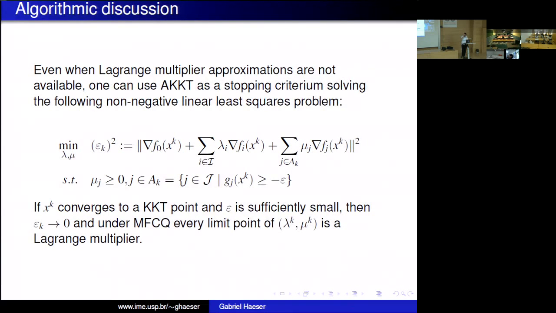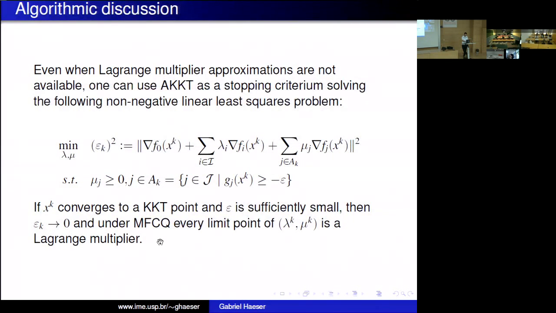So what we proved here is that if the sequence x^k is converging to a KKT point, and if you take this epsilon sufficiently small, then this epsilon^k that you compute here, this objective function, is going to 0.